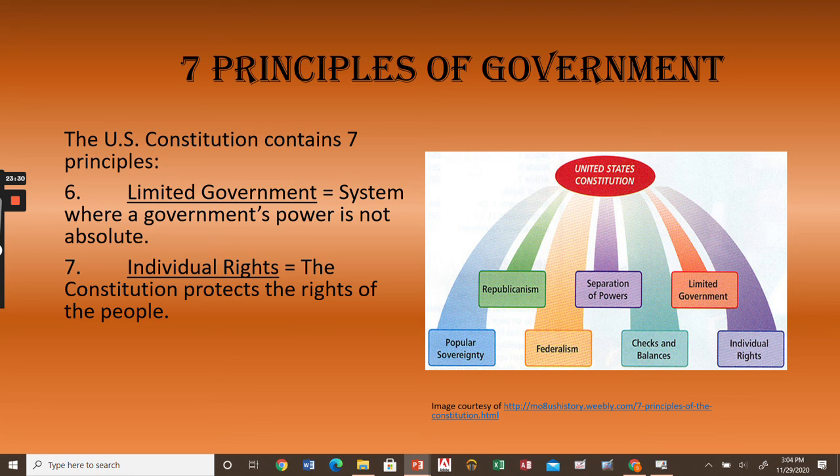In our next lecture, we'll actually go through some of the actual terms of the Constitution and talk more specifically about what it says that the various branches of the government can do.